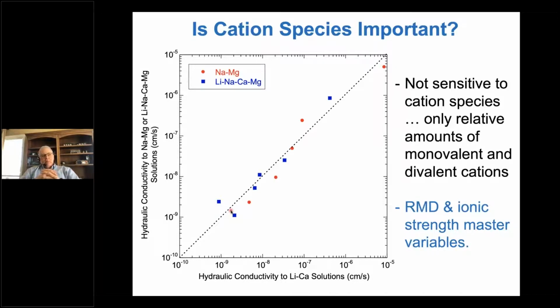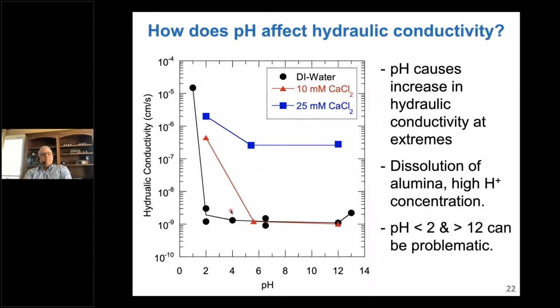What is important is the relative abundance of the monovalent versus the polyvalent cations, described in terms of RMD, and the ionic strength. Those two master variables are the key elements to consider. And we'll see that in a bit.